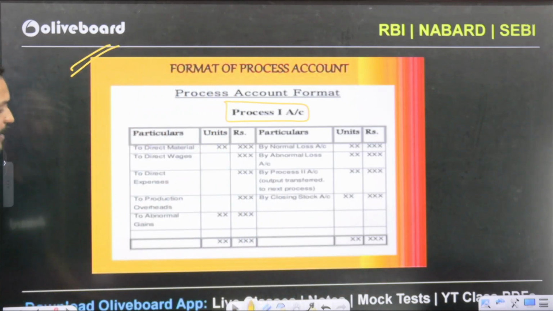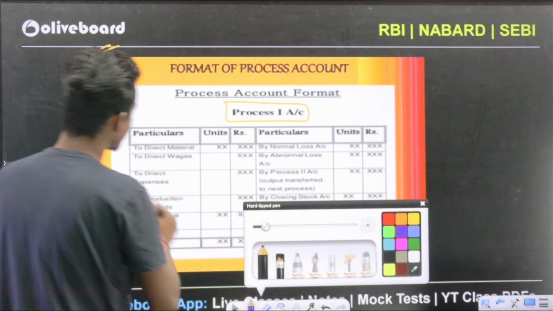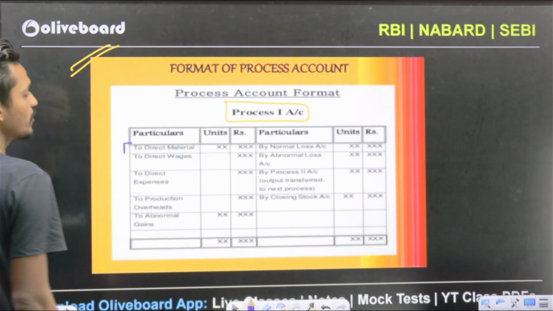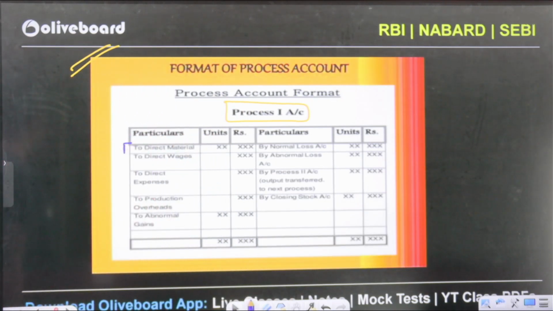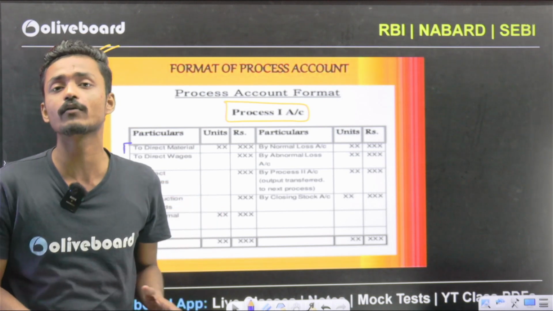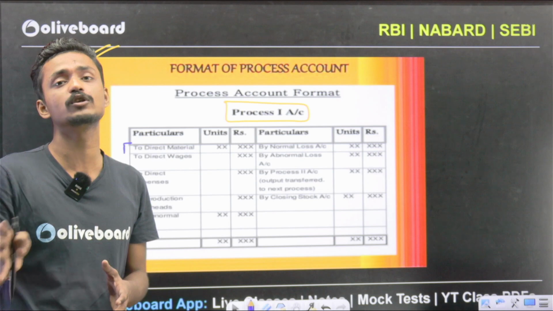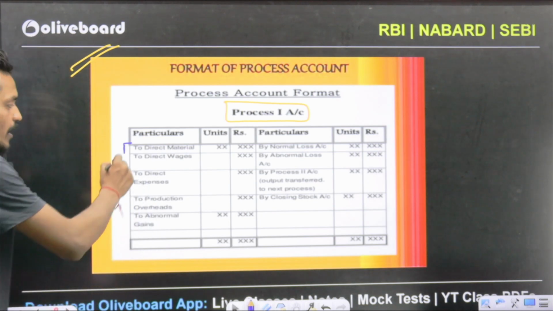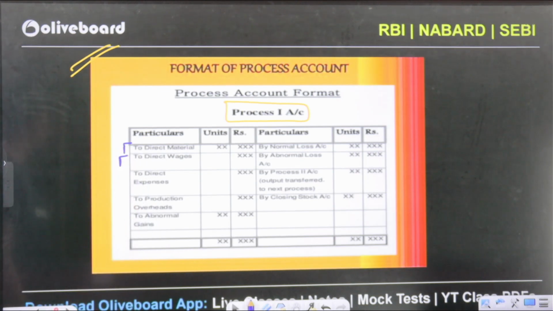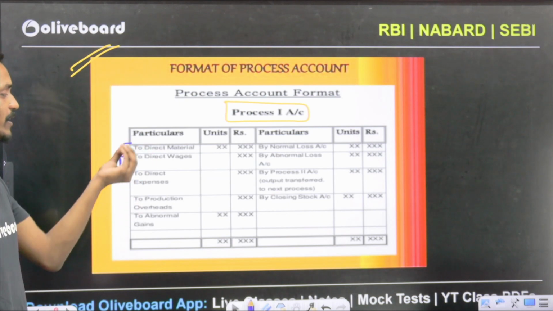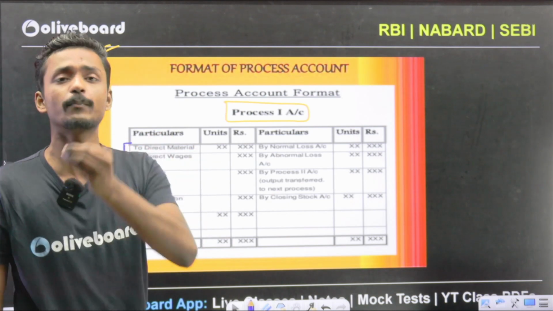Like you can see here, at process 1, we are incurring some amount of direct material. So at the debit side we have the direct materials, because we are introducing some amount of direct materials for manufacturing this particular product. We have to incur some amount of direct wages. Why, sir, is this a direct material, direct wages? Because this is a part of the production.